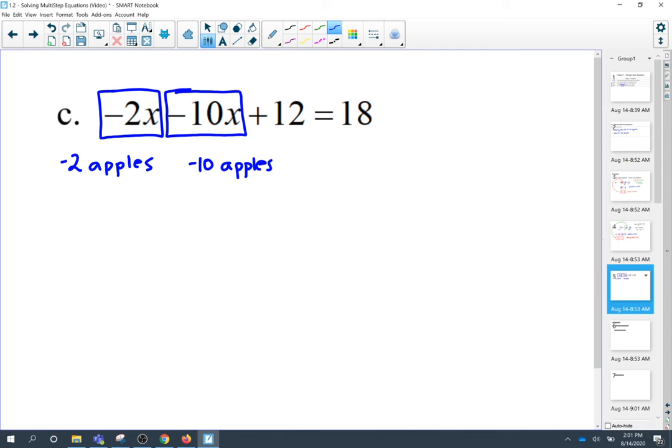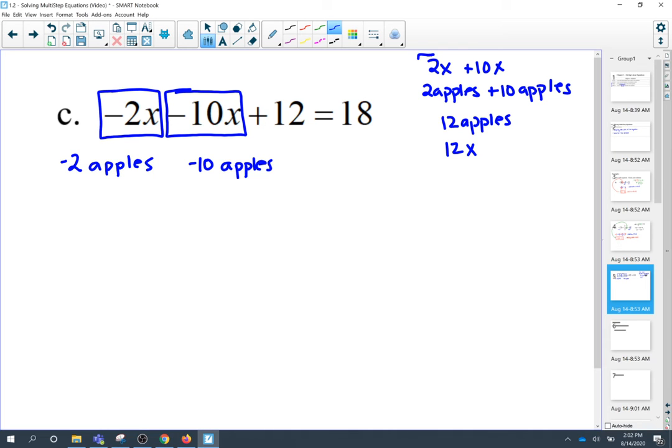Okay, x's are kind of confusing. So let's think of a basket of apples. And then the other thing that's kind of confusing are the negatives. Well, think about it this way. What if I had 2x plus 10x? That would be like 2 apples plus 10 apples. Well, what's 2 apples plus 10 apples? That's 12 apples. But it's really not apples, it's x's. So 2x plus 10x is 12x. So this is called combining like terms.